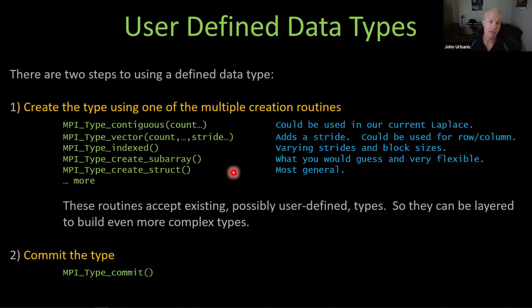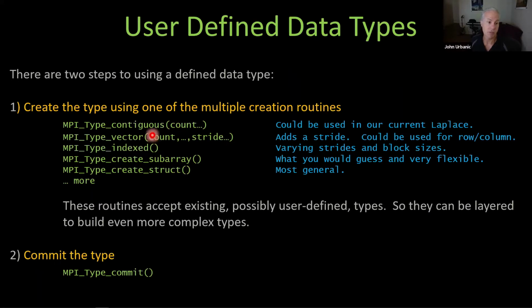It's basically a two-step process. The important and interesting step is where you define for MPI what the new data type that you want to use is. And you define that with a selection of routines that are available. I'll step through the most important ones here, example by example.